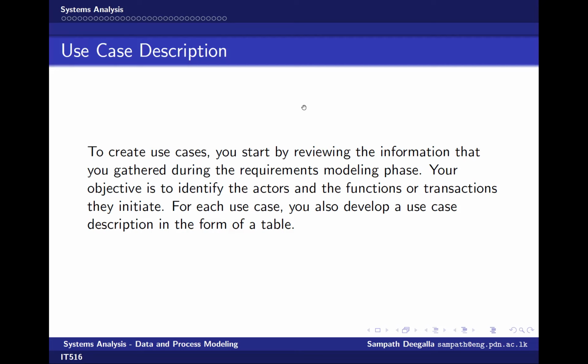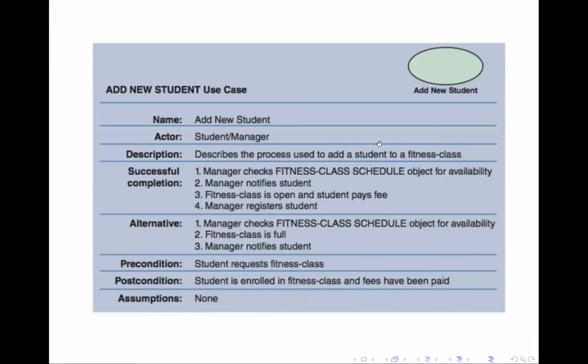The objective of this is to identify actors and their functions, right? I told you the functions could be the use case. And for each, you develop what we call the use case description. So this is like a table, right? Now, for example, this use case, add new student. So here is the information.